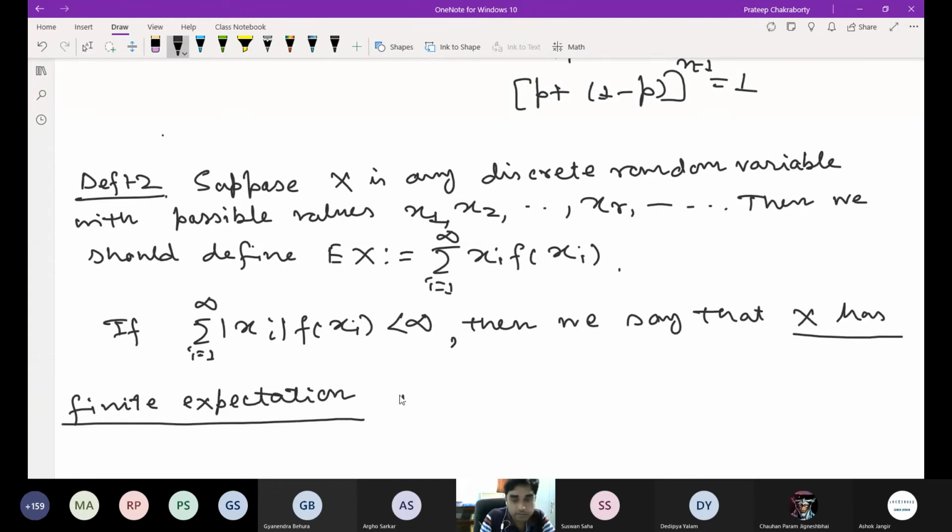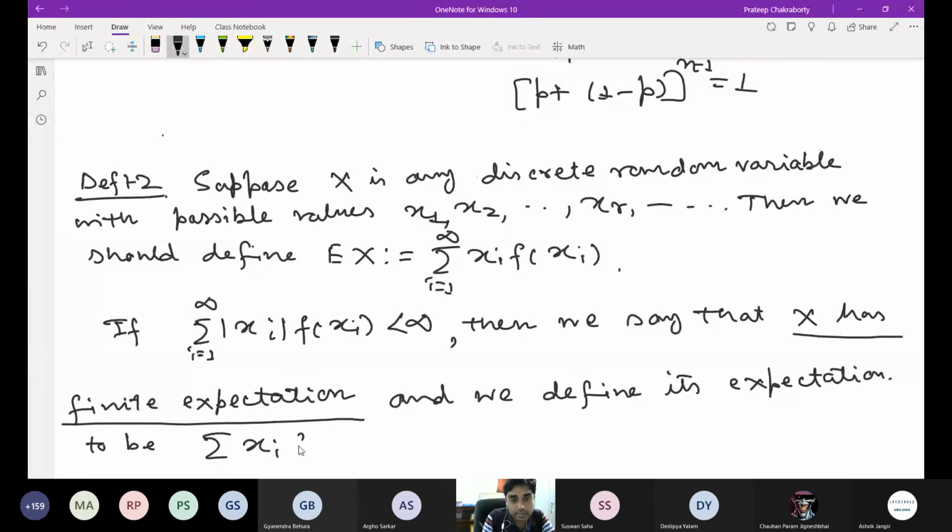And we define its expectation to be summation xi f of xi. So you see, because this is finite, that's why this summation also converges. Okay, so this infinite sum also converges because this sum is finite.